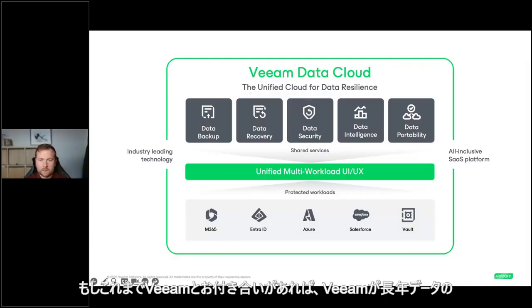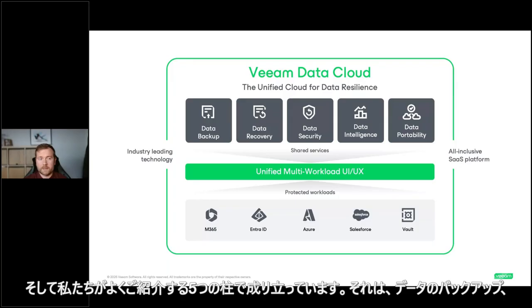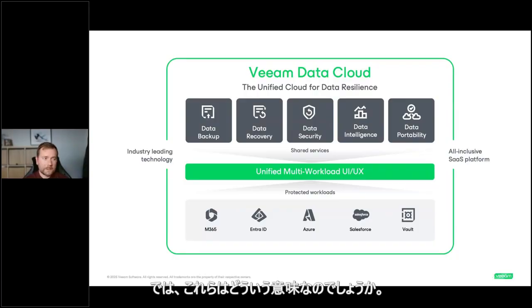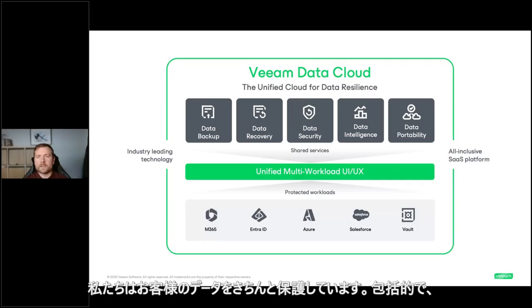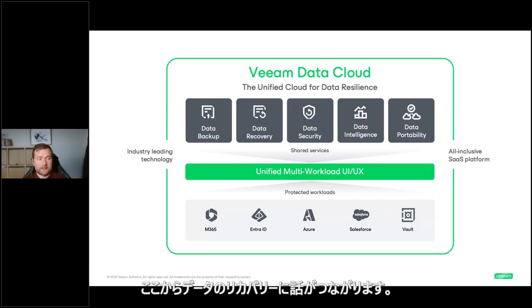Okay, if you've ever been working with Veeam, you'll know that Veeam has focused on data resilience for a long time, and that's built up of 5 pillars that we like to talk about: data backup, data recovery, data security, data intelligence, and data portability. But what do these mean? Data backup is arguably the most explanatory, self-explanatory even. We're protecting your data. Okay, comprehensive, rich backups to know that you can recover the data exactly how you need to, which brings us into data recovery.